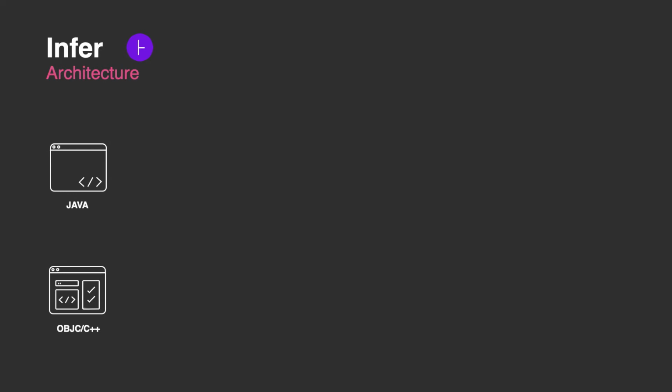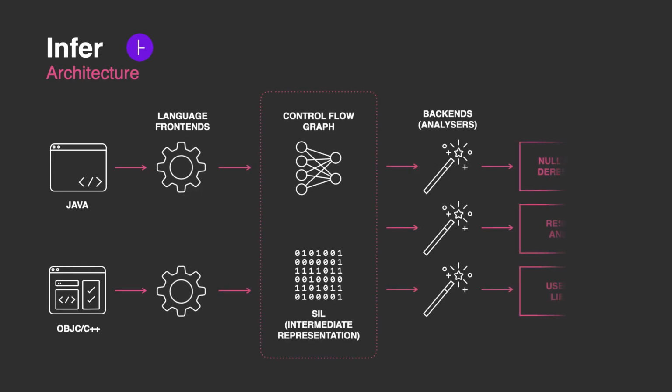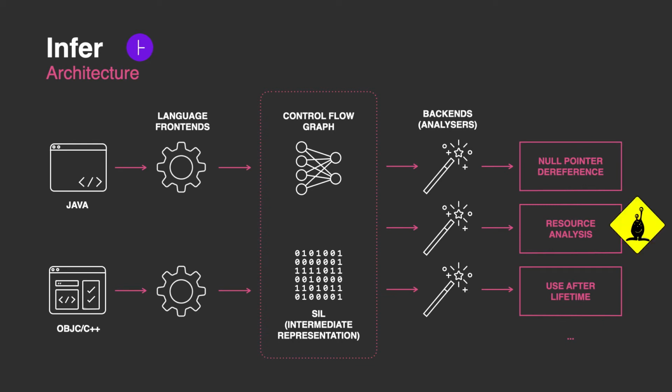Infer's architecture is similar to that of a compiler. Language frontends translate the program into an intermediate language along with the control flow graph of the program. And then backends do all the magic on this same intermediate language to compute different types of analysis results, like null pointer exceptions, resource analysis, which I will explain, and many more analyses like use after lifetime that you might have heard of from incorrectness logic recently coming out, and then RacerD for concurrency analysis.